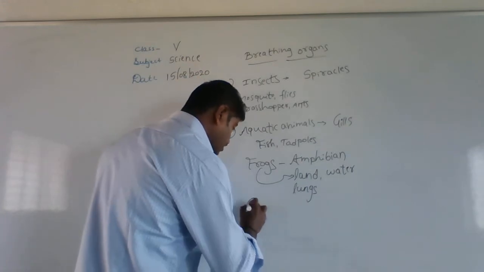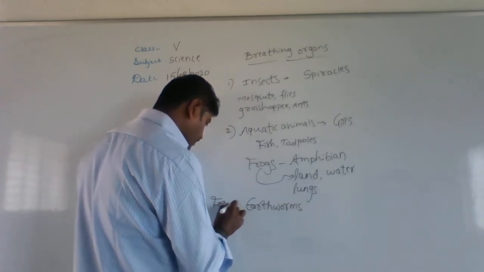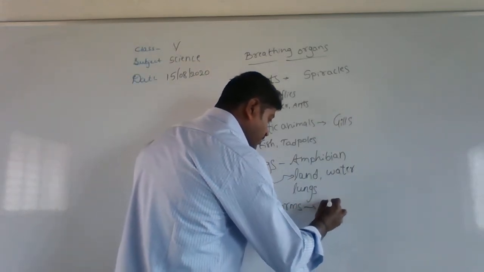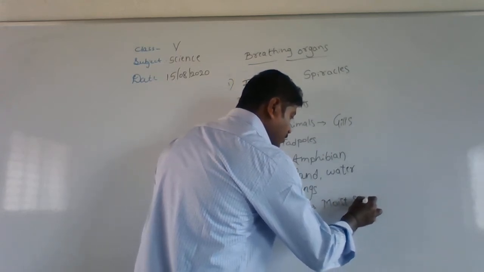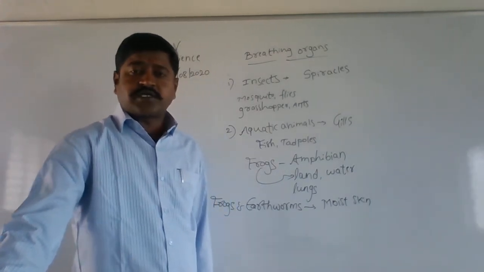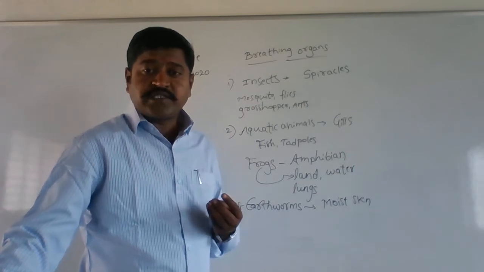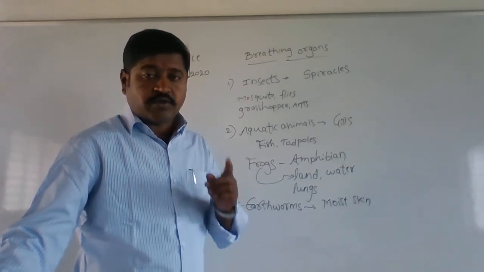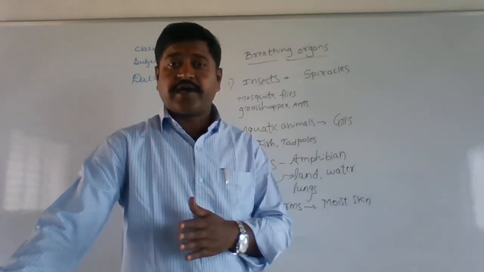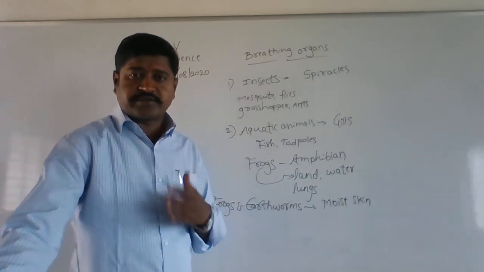Frogs and earthworms, these are breathing through their moist skin. So the skin is going to be moist. So what are this earthworm and frog doing? They are respirating, breathing through their moist skin. Is this clear? Remember, frog is an amphibian. It will be living in water as well as on land. So when it is on land, it is breathing through its lungs. Is this clear? Okay, next.